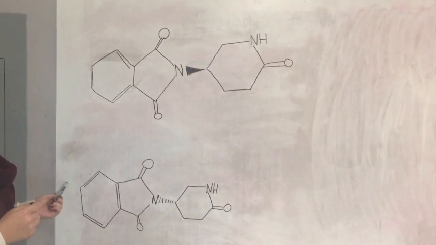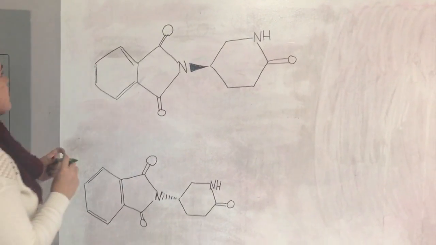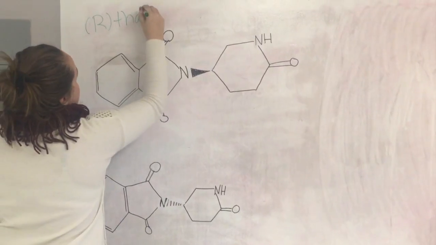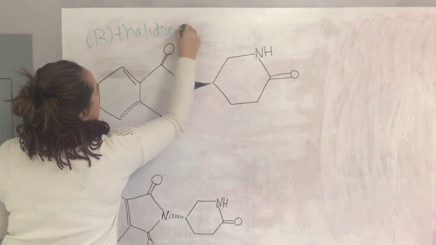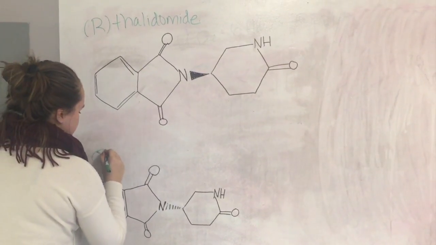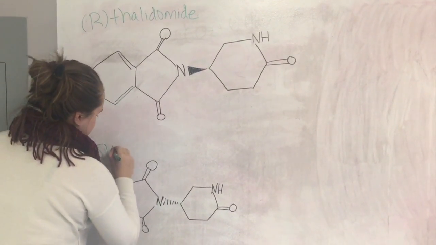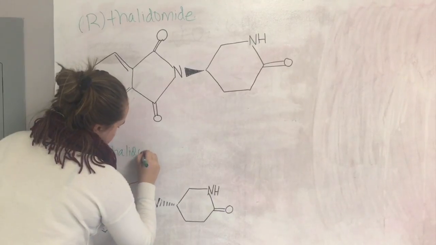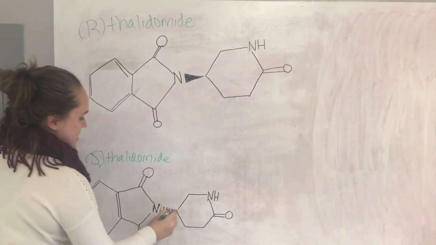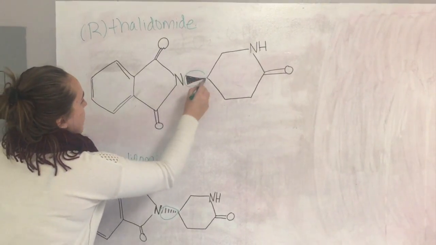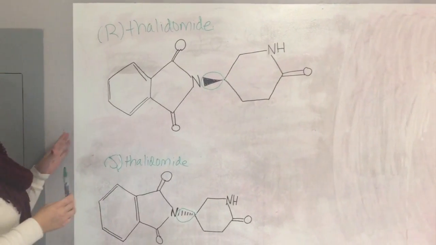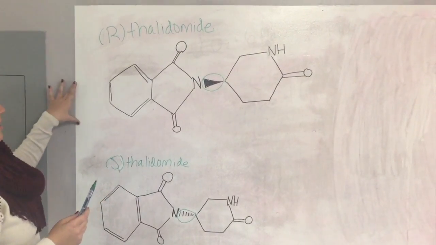So these are the two conformations of thalidomide. This first one is called R-thalidomide. And the second one is called S-thalidomide. The main difference that you'll notice is in this bond right here. For the R, it's a wedge, and in the S, it's a dash. But for the purposes of the things we're talking about, it was involving the R-thalidomide.